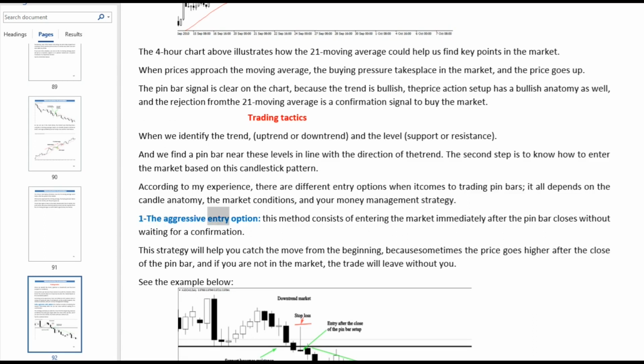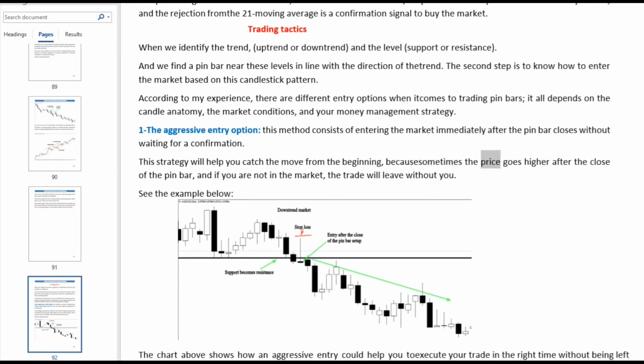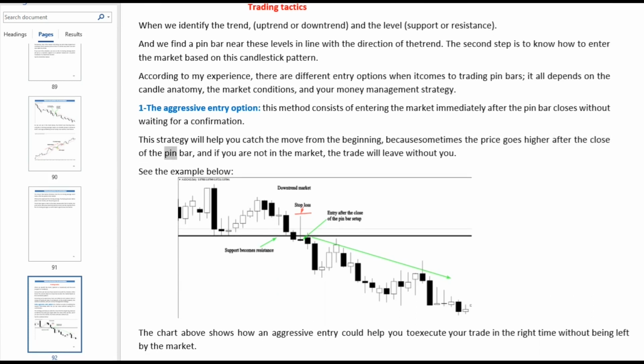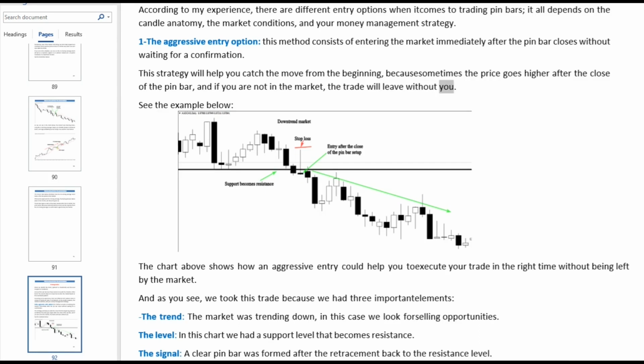1. The aggressive entry option. This method consists of entering the market immediately after the pin bar closes without waiting for a confirmation. This strategy will help you catch the move from the beginning, because sometimes the price goes higher after the close of the pin bar, and if you are not in the market, the trade will leave without you.